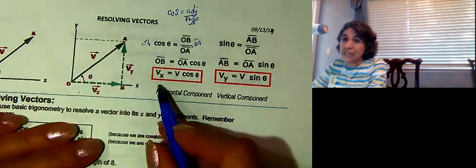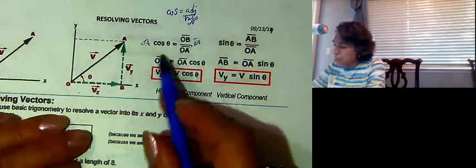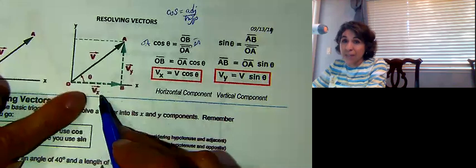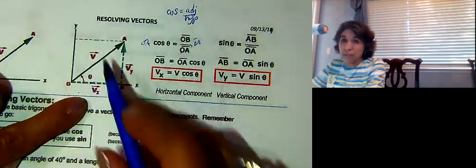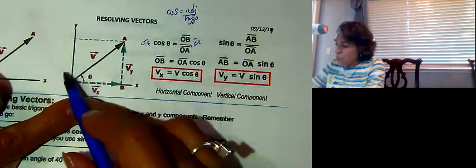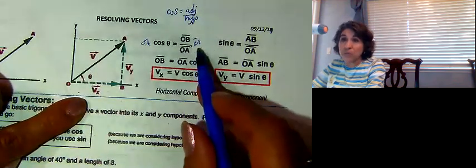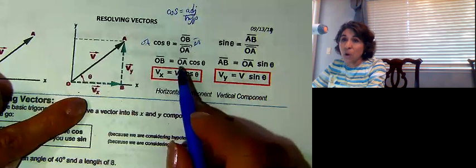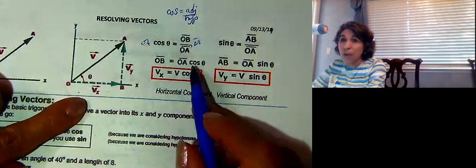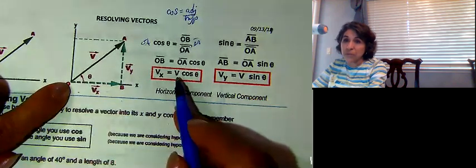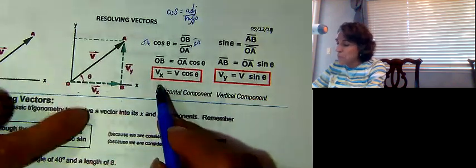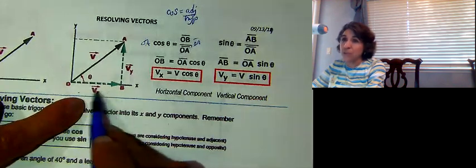So if the cosine of theta is Vx, that's the adjacent, over V, they call it OB over OA. We multiply OA to both sides, and we end up with OB is equal to OA cosine theta. Well, OA is your resultant vector. The resultant vector times the cosine theta will give you the magnitude of the x component.